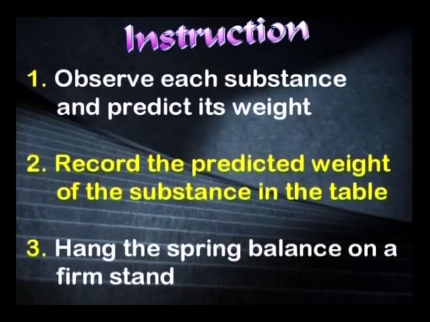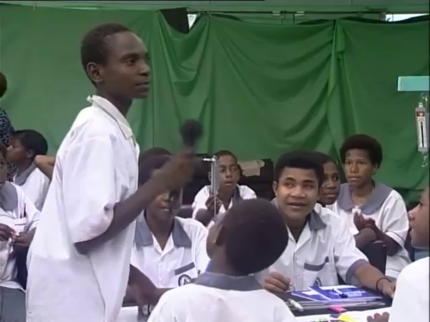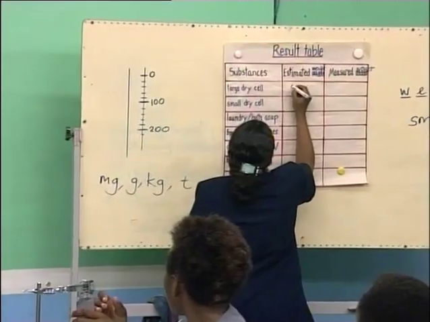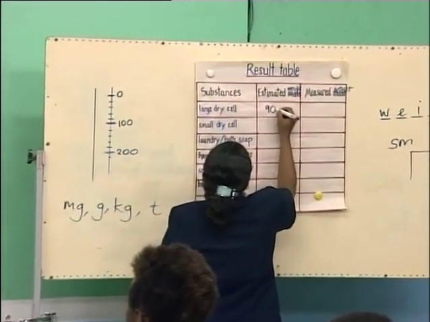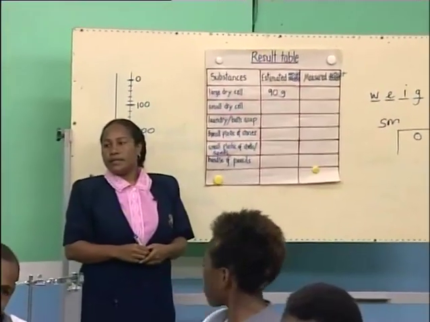Shannon, you hold the dry cell. Leave that bundle of pen, put it down. Okay, you try to feel the weight of the dry cell up. Okay. Shannon, what do you think? What's your prediction? 90. 90 what? 90 grams. All right, he's predicted 90 grams. All right, good. That's his guess.